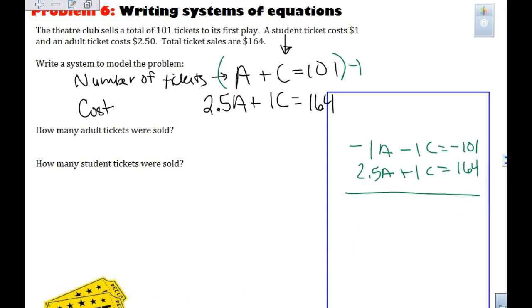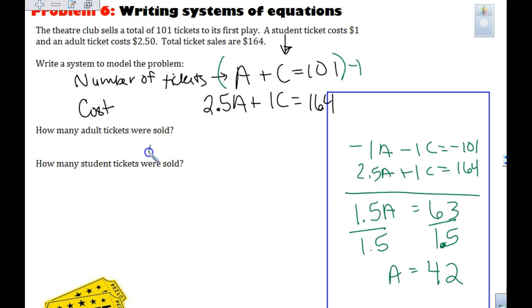We're going to add those together. Adult tickets sold was 42 tickets. We don't need to leave it as A equals.